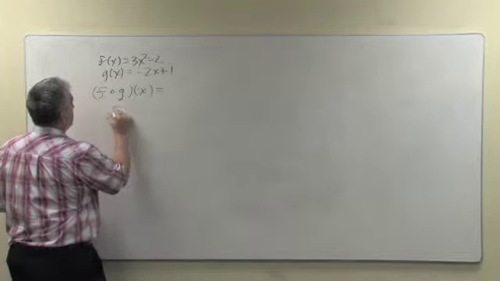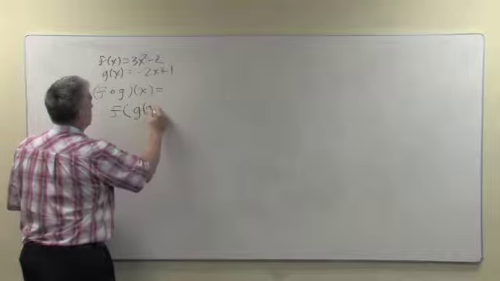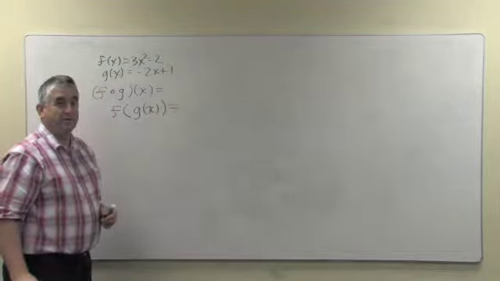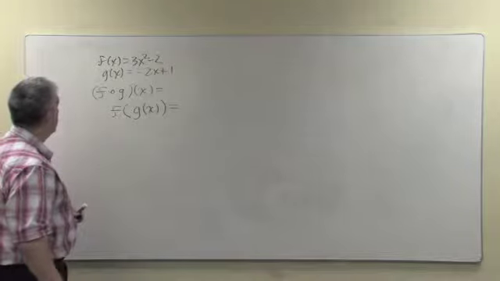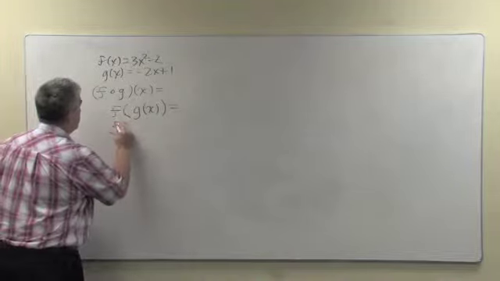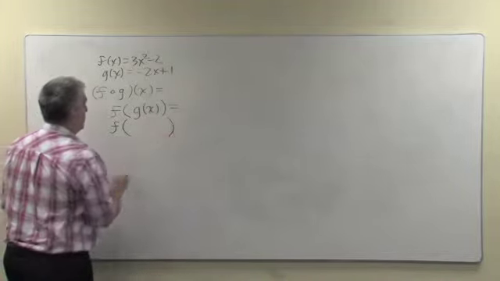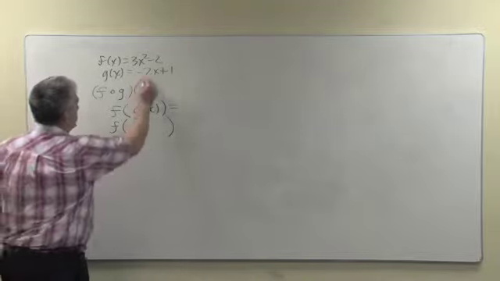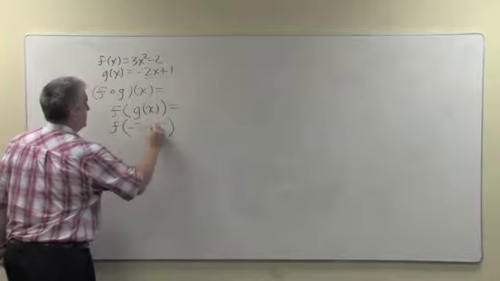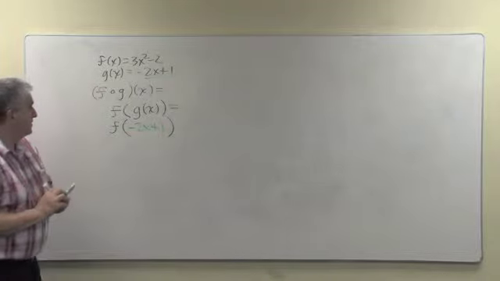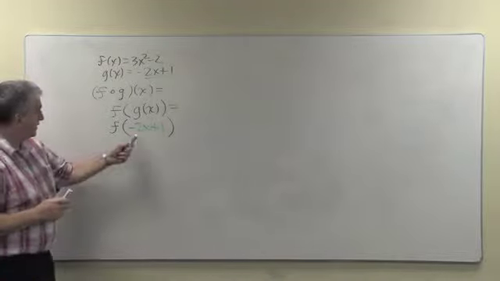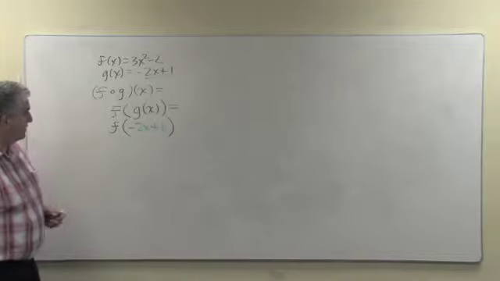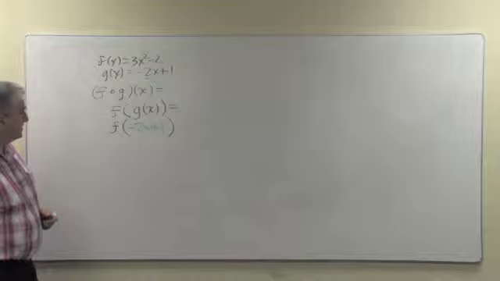Rewriting this, we have f evaluated at g, evaluated at x. That's what that means. So the f function, which is the outer function, is going to be evaluated at the function g of x. And g of x is going to be the function negative 2x plus 1. So we're going to take the f function, whatever it represents, and apply it to this new input, which is a function in and of itself.